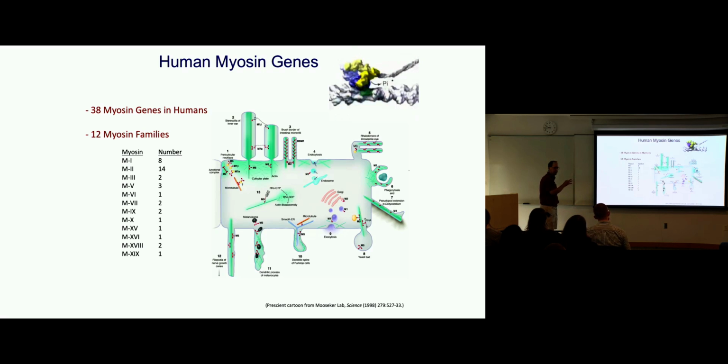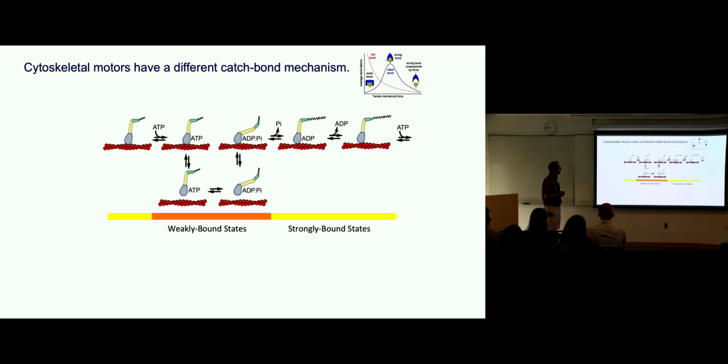All myosins do that. Some do it at 1,000 times per second. Some do it at 0.1 times per second. Okay? So there's this huge array of what they do. But they also sense force. So cytoskeletal motors, kinesins, some myosins, act as catch bonds.